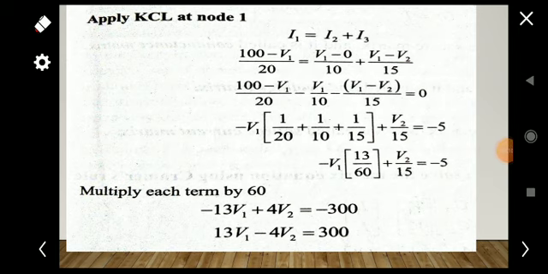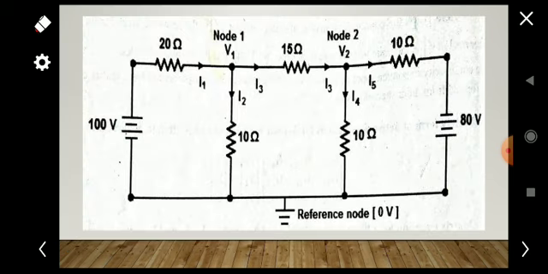That is I1 is equal to I2 plus I3, and we have to represent I1, I2, I3 in terms of the node voltages. Here I1 is flowing from this 100 volt to this voltage V1, so I1 can be written as (100 minus V1) by 20. Likewise I2 is flowing from V1 to the reference node, so V1 minus V reference, that is V1 minus 0. We can neglect that V reference, so V1 by 10 gives the value of I2, and I3 will be (V1 minus V2) by 50.